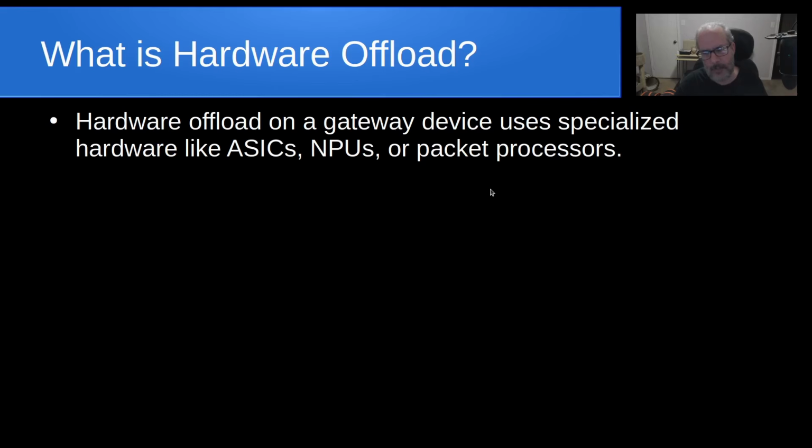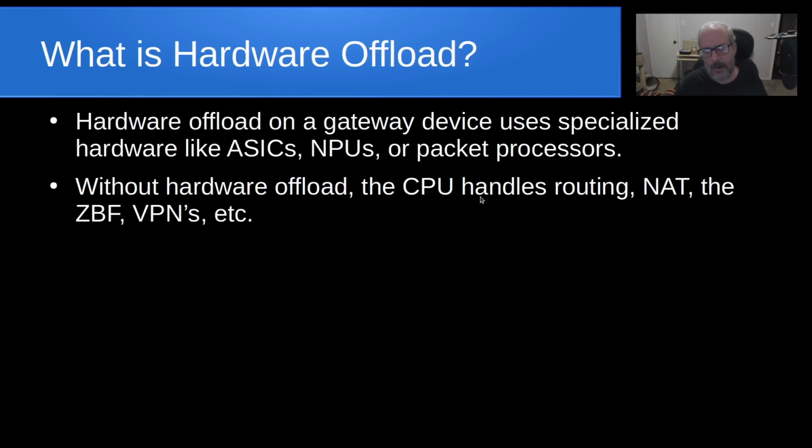It offloads the CPU. Without hardware offload, the CPU has to handle all the routing, your NAT, the zone-based firewall, VPNs, and really lots of other things. What they decide to offload to an ASIC is really entirely up to the designer of the gateways. So we don't really know from a proprietary standpoint exactly what's offloaded, but hardware offload is certainly a feature, and a good feature, I might add, in a device like the UDM Beast.